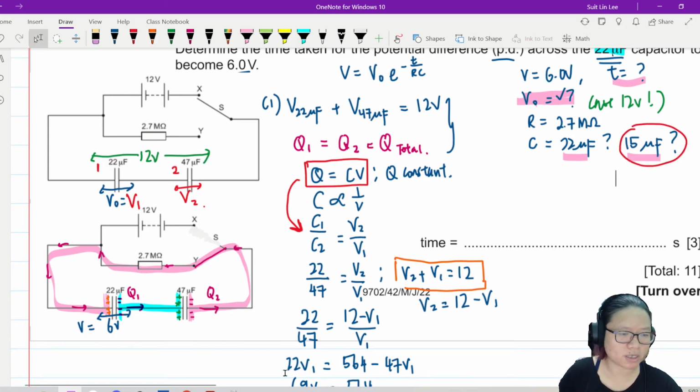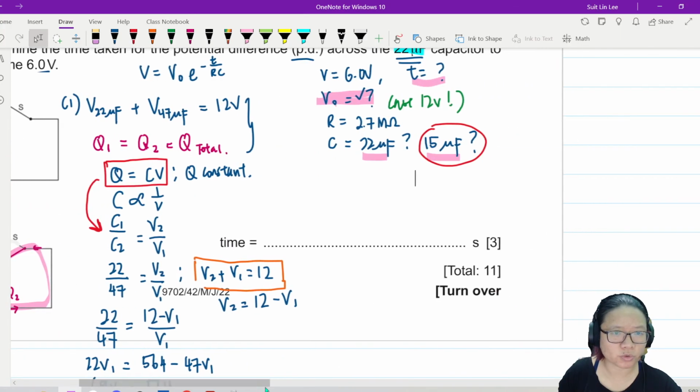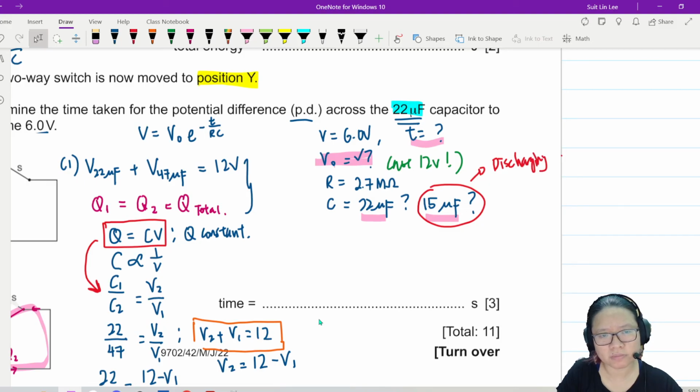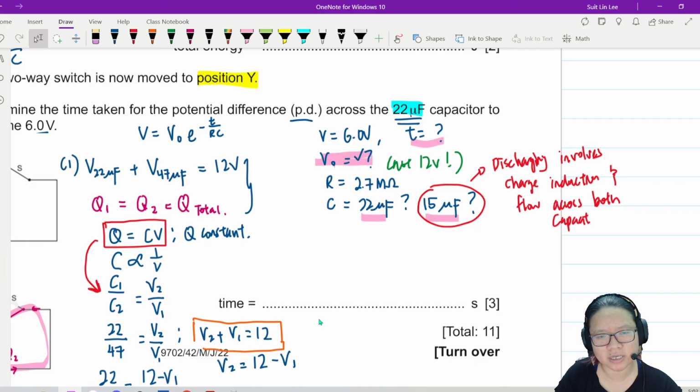And then let me write it down for you. Because discharging involves charge, induction, and flow across both capacitors in series. That's why we're going to use 50.